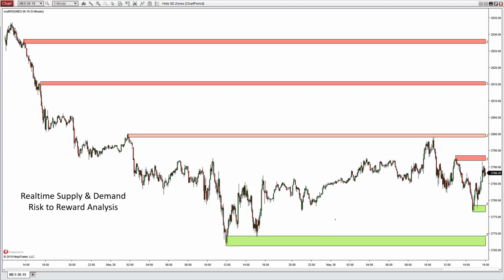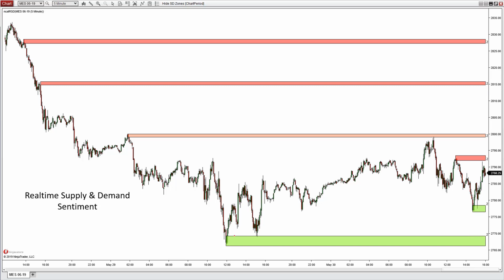Risk to reward analysis. Off to the right-hand side here, you'll see these little numbers, and I'll show it to you when we get into the charts, but you can actually see exactly how much you're going to risk just by seeing the width of the box. So really quickly and easily you can see how much you're going to risk by looking at the box, so you can determine your reward. So you know where to put your stop and where to put your target.